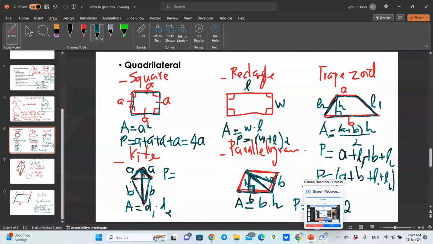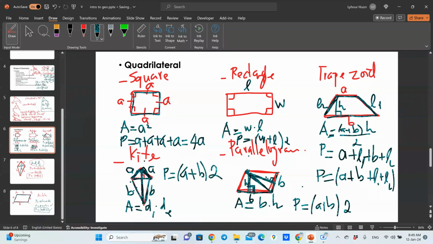So for the perimeter of a kite, the perimeter of a parallelogram is okay. This is also A plus B times 2, the same. To find the perimeter of a kite or parallelogram, it is A plus B times 2, but the area will be calculated differently. Here, let's sum up.